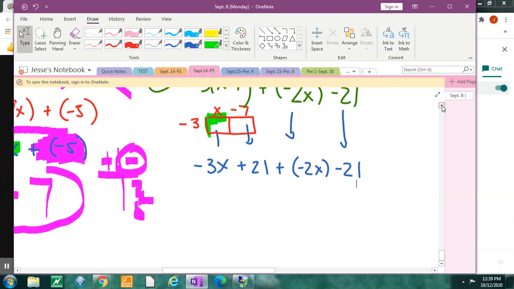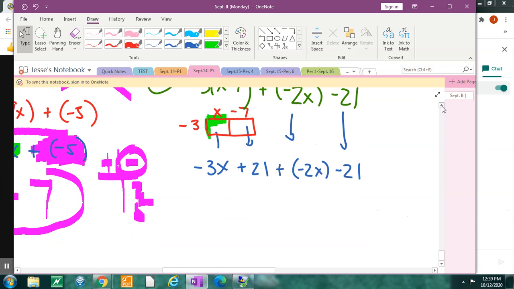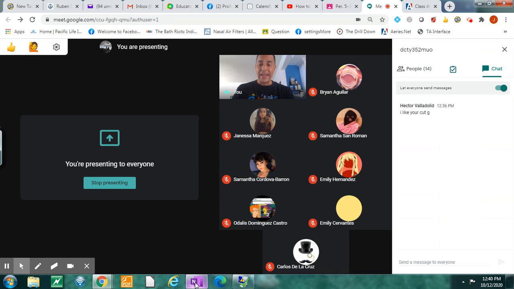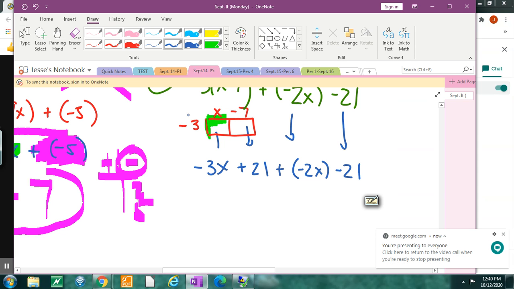So now, again, some have x's, some don't. Some terms you've got to combine like terms. All right. So what do I combine the -3x with? So if I were to pick someone out, Emily Hernandez, what would I combine the -3x with? This -3x with? The -2x. The -2x is correct. Very good. You got it right.